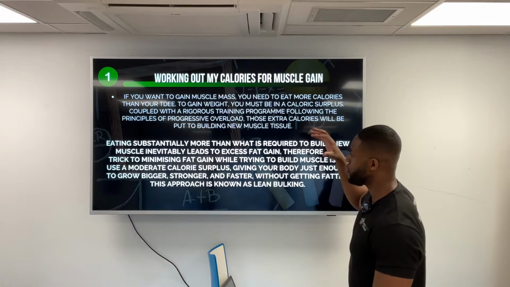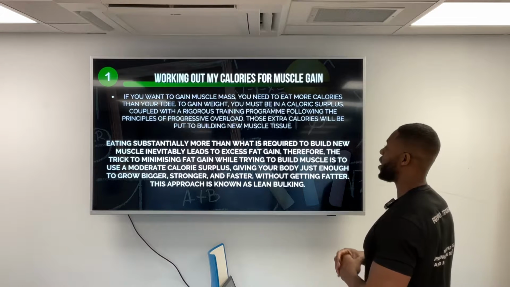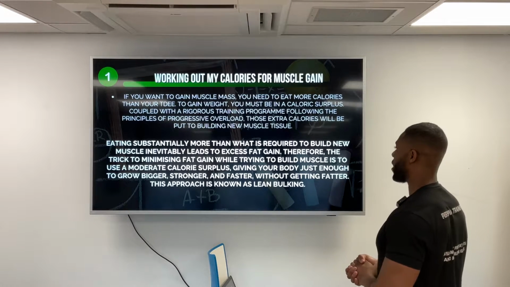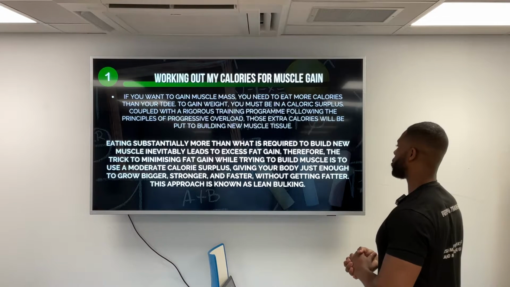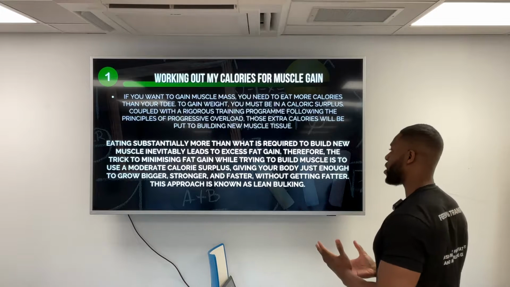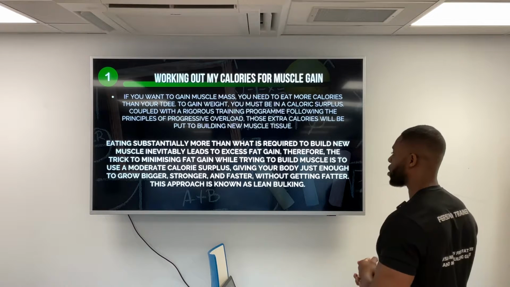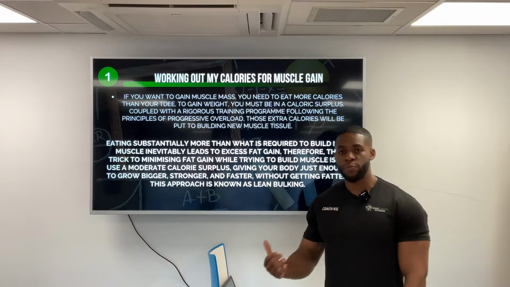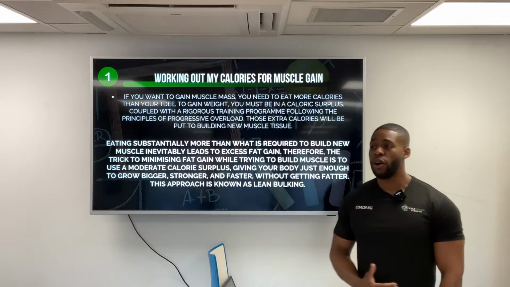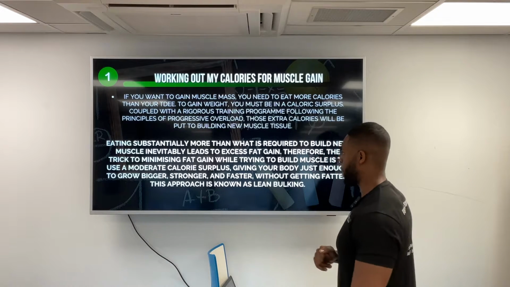Eating substantially more than what is required to build new muscle inevitably leads to excess fat gain. Therefore, the trick to minimizing fat gain while trying to build muscle is to use a moderate calorie surplus instead. This is giving your body just enough to grow, to be stronger, to be faster, without being fatter. We know this process as lean bulking. It's all about maximizing muscle gain while minimizing fat gain, okay?